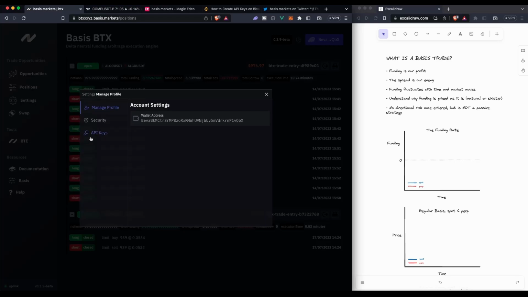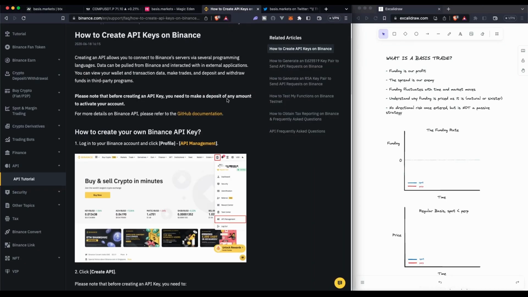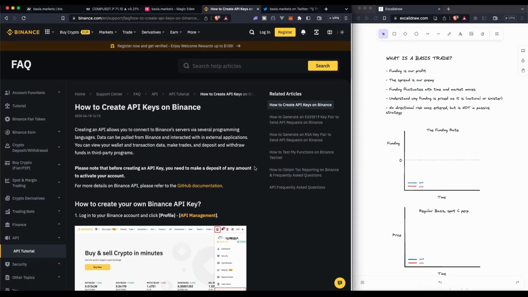Settings. Here, you'll need to input your API keys from Binance to start executing with the BTX. So here we've got the Binance API keys that are currently connected to this account. You'll need to go over to Binance and follow their guide on API keys. I'll leave a link in the video description to get that set up.